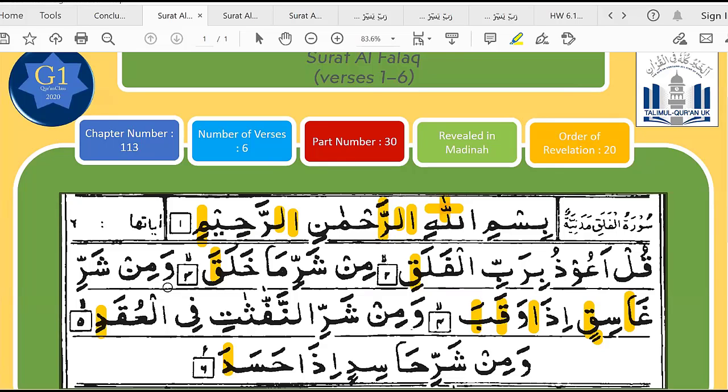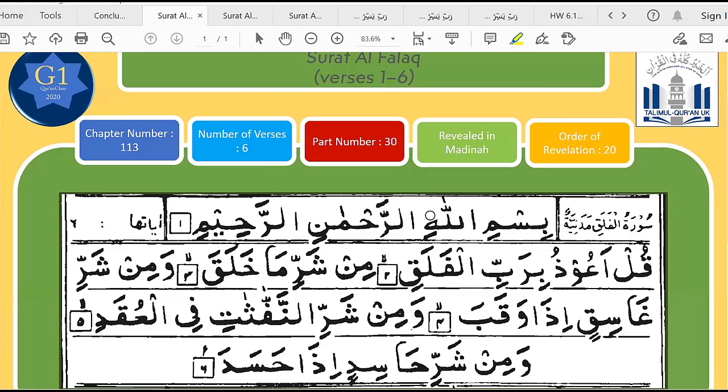G1047. Assalamu alaikum. Wa alaikum assalam. Let's start with A'udhu Billah. Let's recite slowly, and be mindful of all these things I have highlighted in Bismillah. Bismillahirrahmanirrahim. Very good.